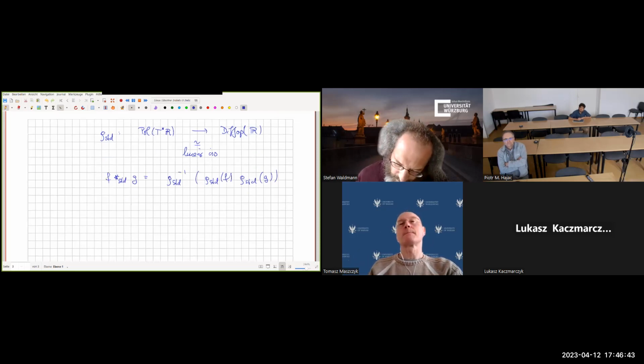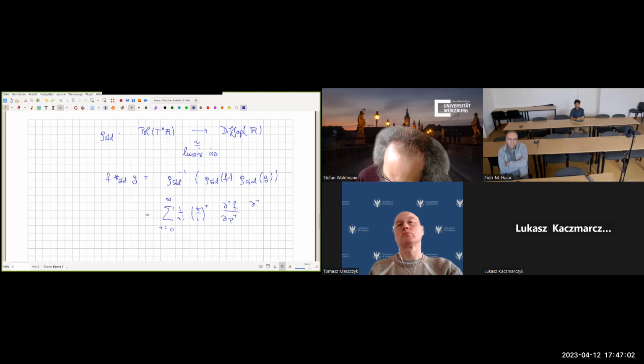But if you massage this a little bit, you get an explicit formula, and that looks as follows. You differentiate one function in P direction and the other function in Q direction only. So it's not very symmetric. It sort of splits these two directions.